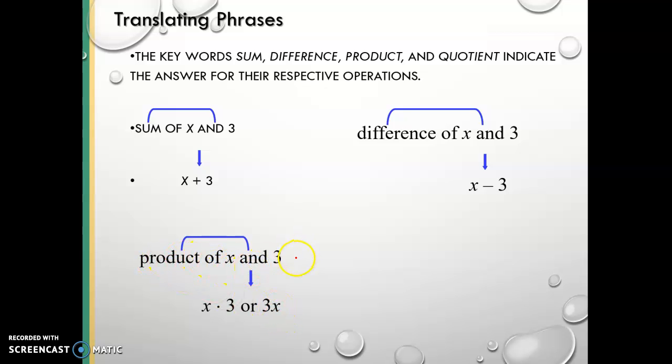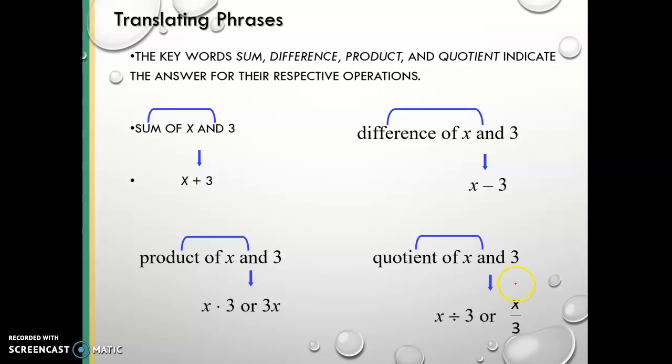Product of x and 3. Sir, why is it not x3? Diba, when you write expressions, we always write the number first before the variable. Okay? So we have product of x and 3, we have 3x or x times 3. And then quotient of x and 3, we have x over 3, or x divided by 3, because it's talking about quotient. So the representation of quotient is division or the fraction or ratio, right?